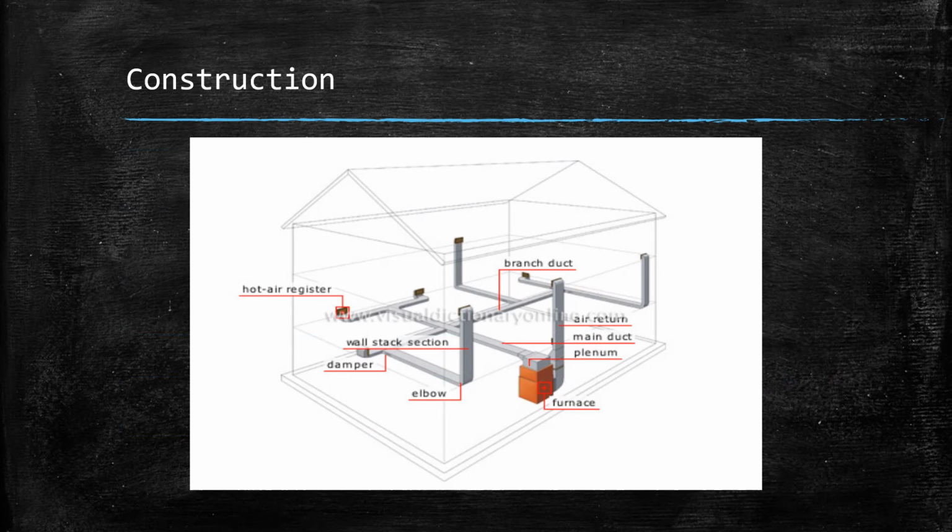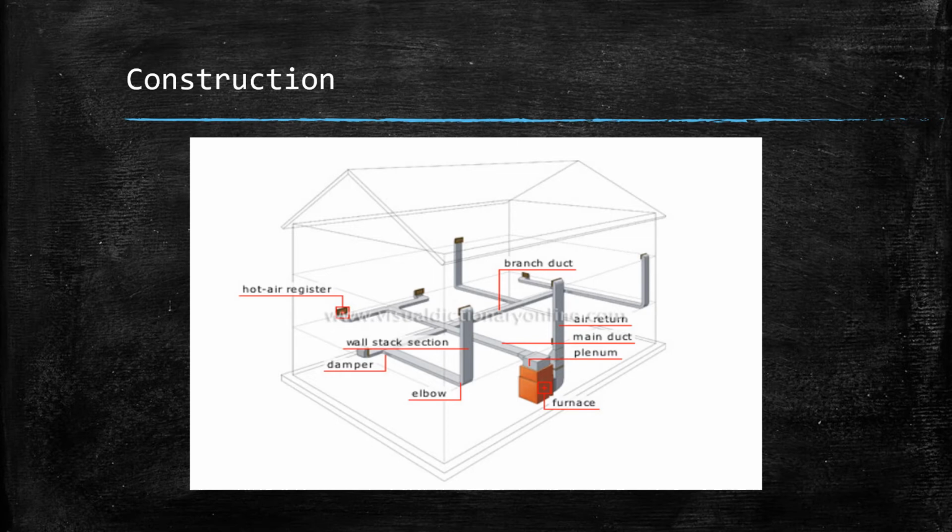The air return is a duct directing air from the room back to the furnace to be reheated. The furnace is the device creating heat and blowing the air through the duct system. The plenum is the joining duct between the furnace and the hot air distribution system. The elbow is the connection or a part of a duct for altering the direction of the hot air.